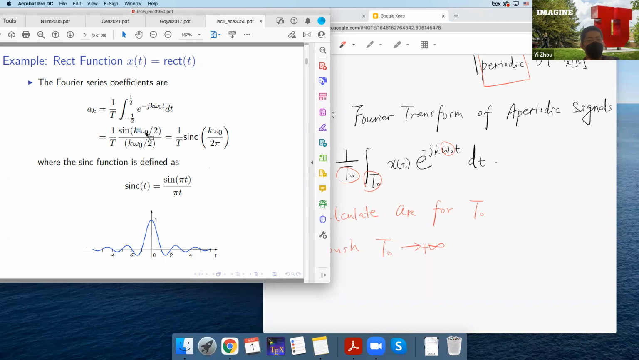Because essentially you just let the argument within the parentheses equal to pi t, and then you can tell that this t is k omega naught over 2 pi.